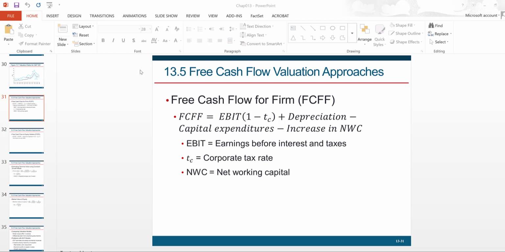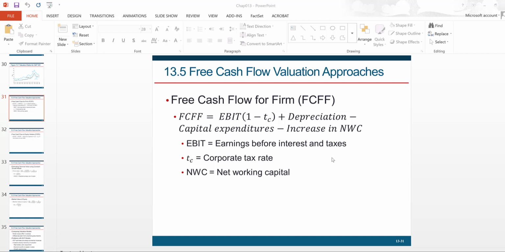So the last part in this chapter is a discussion of free cash flow valuation. So far what we have focused on is the dividend discount model, and here we are actually looking at discounting free cash flows instead of dividends.